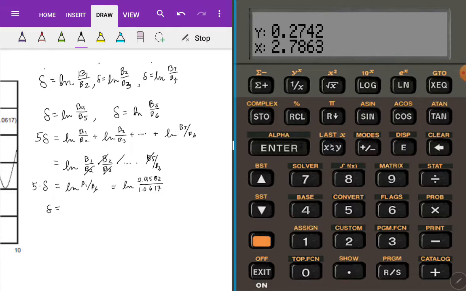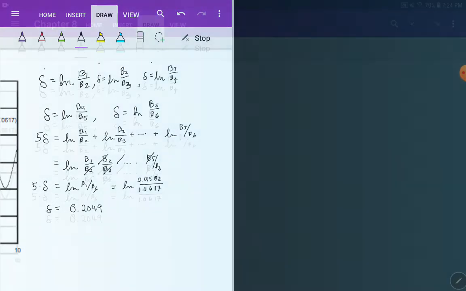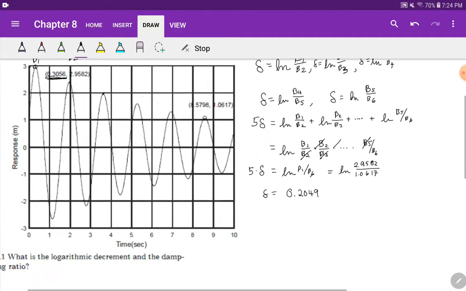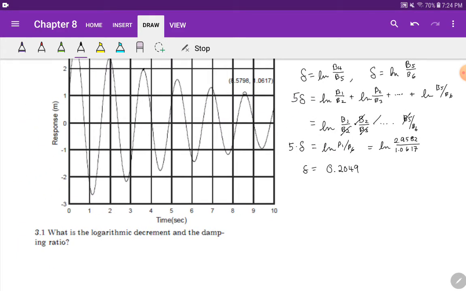And let me see if it's going to work. Natural log of it. Okay, 1.0247. And what you have to do, you have to go 5 and you go divide. So I find delta to be 0.2049. You better check this with your own calculator. Yep. Okay, so now what else do I need to do? Let me go back to the original screen. So that's the logarithmic decrement. So I found one, 0.2049.